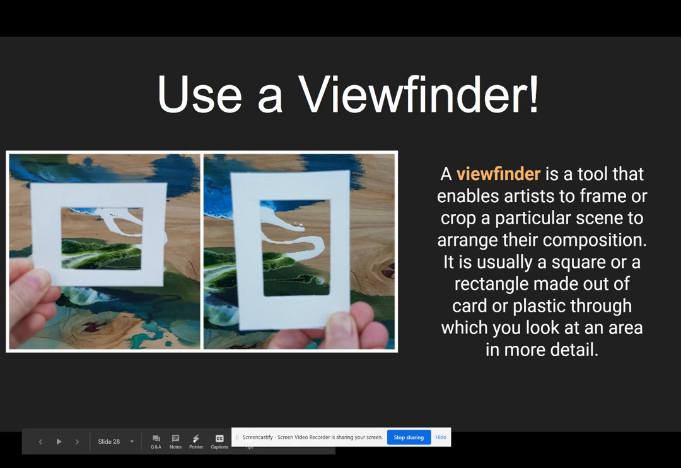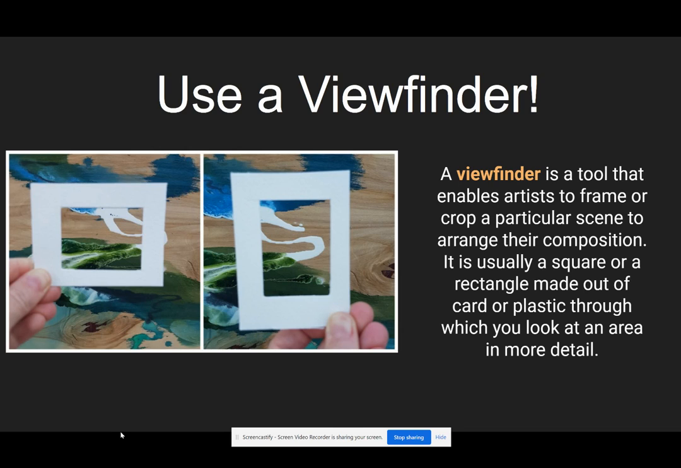And that gives you a better understanding of, ooh, this makes a really pleasing composition to look at. I love the movement of this one. I'm going to do a painting of this. So a viewfinder is a great tool to help you start to see different arrangements that you could do without getting overwhelmed by the whole thing.